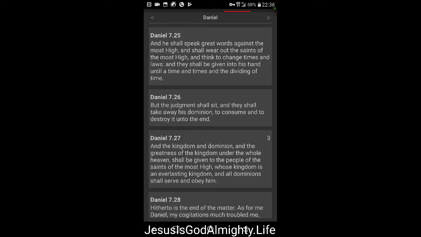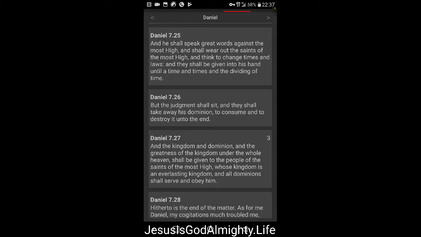And think to change times and laws. Oh, ding, ding, ding. The papacy once again wins the prize. And they shall be given into his hand unto a time and a times and the dividing of time. As I understand it, some believe that it's actually years, 1,260 years or something like that, I think it was.